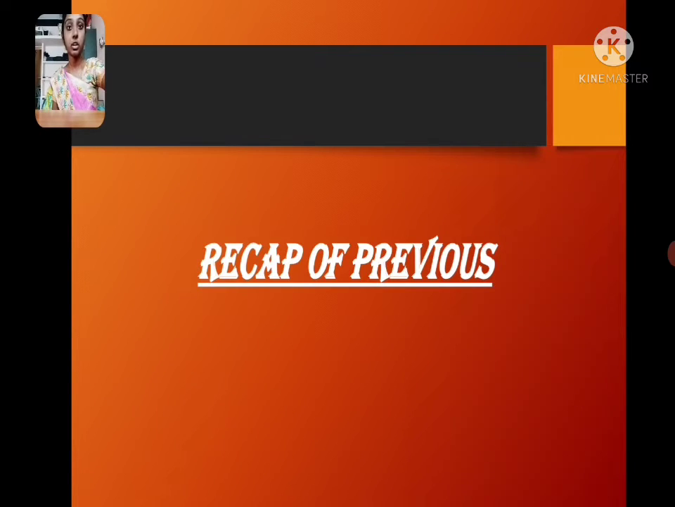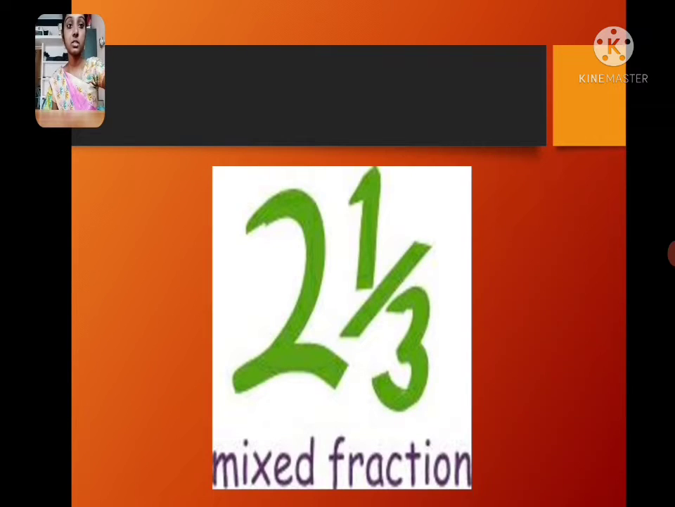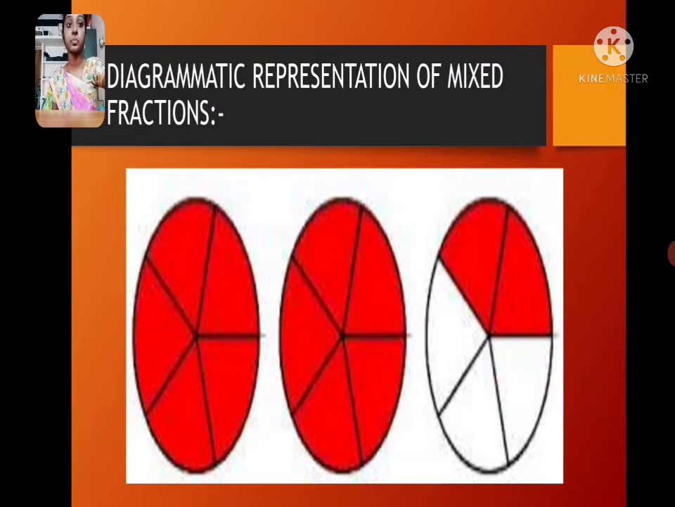In this class, let us see in detail about mixed fractions. So now, can you all see this fraction on the screen? What can you infer? This fraction consists of a whole number and a proper fraction. This is what we saw as a mixed fraction in the previous class. By definition, a mixed fraction contains a whole number and a proper fraction.